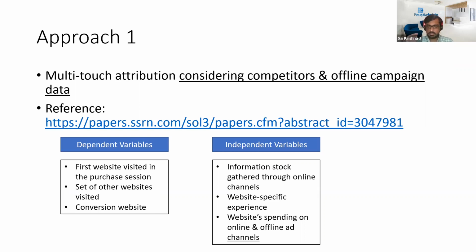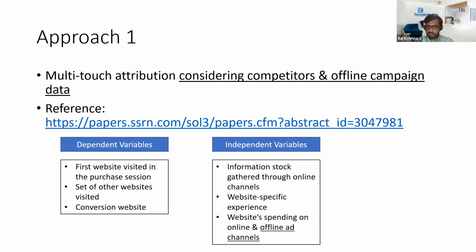The dependent variables considered by this model are first website visited in the purchase session, the set of other websites visited, and then the conversion website. The conversion website is the one where the customer actually makes the purchase. But before making that purchase, he could have possibly visited a lot of other websites as well. So what are those websites which he could have visited? That is the second dependent variable, a set of other websites visited. And then, what is the first website visited in the purchase session? These are the set of dependent variables which the model deals with.